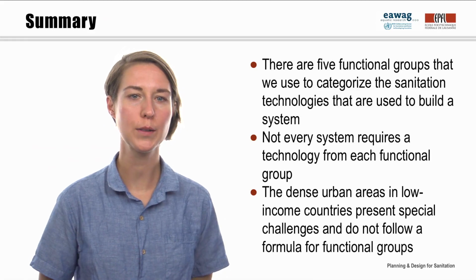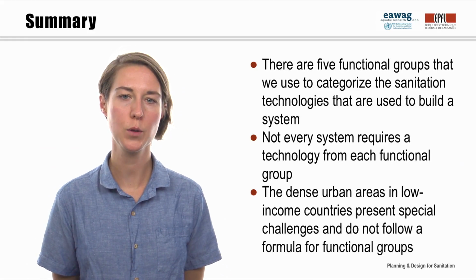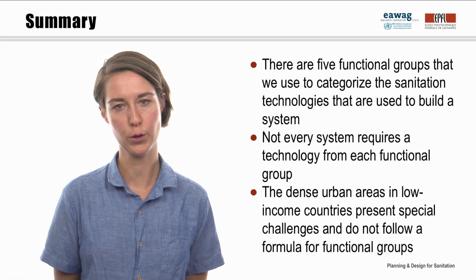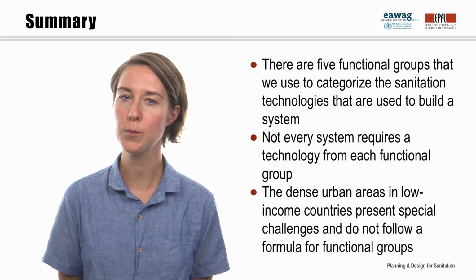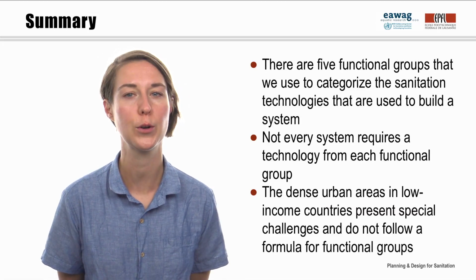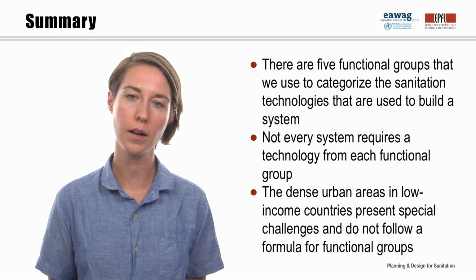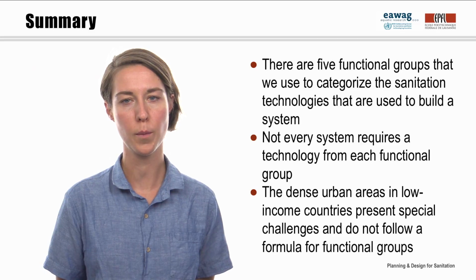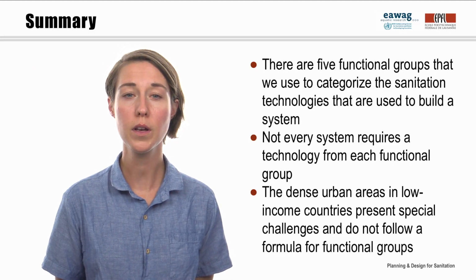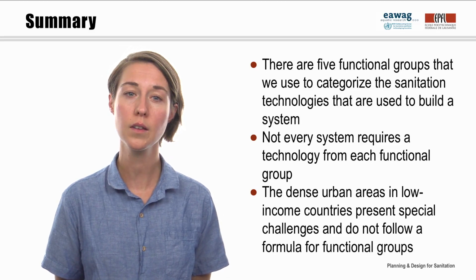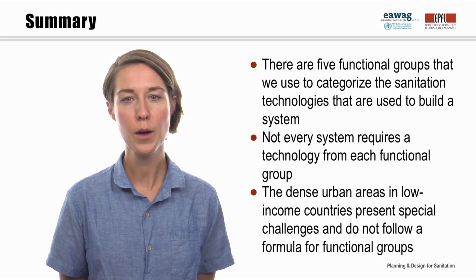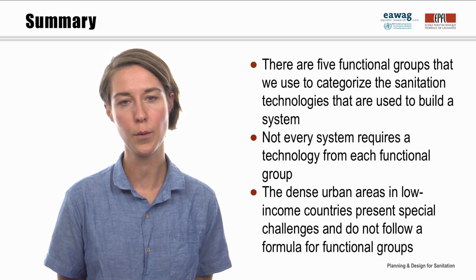So, to summarize, we build our sanitation system using technologies from 5 different functional groups, but not every system requires a technology from each functional group. The dense urban areas in low-income countries are complex, and as such, there is no strict formula for how to design them, but we can use functional groups to help organize and plan an appropriate system based on the products and technologies that we have available. The next module will introduce you to the different technologies that belong in each of the functional groups.